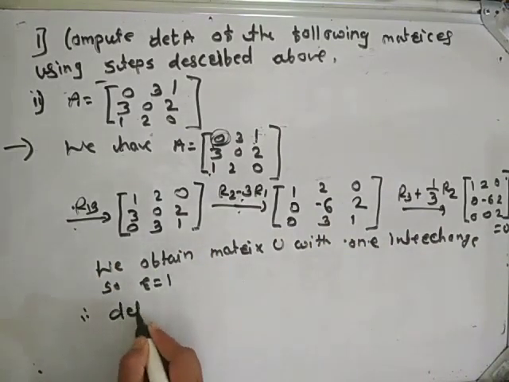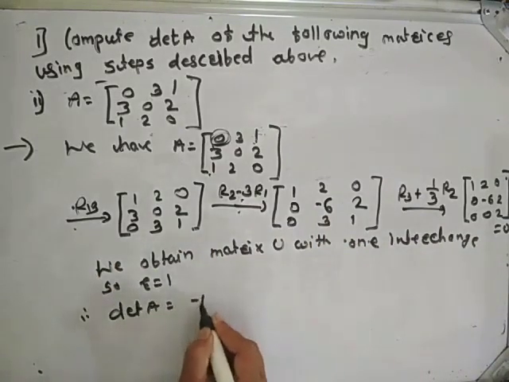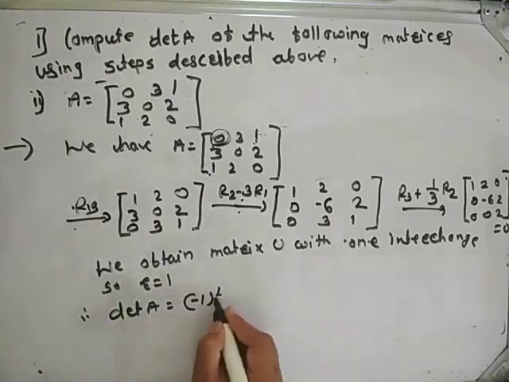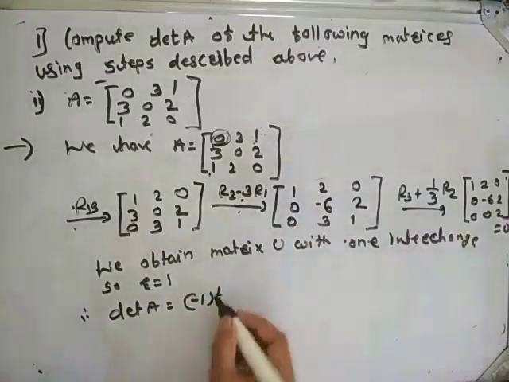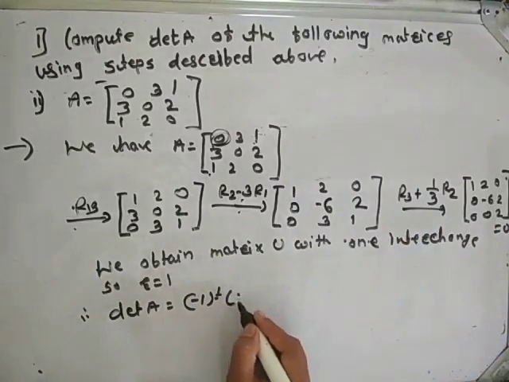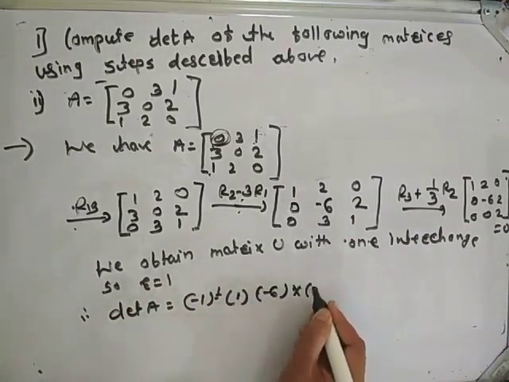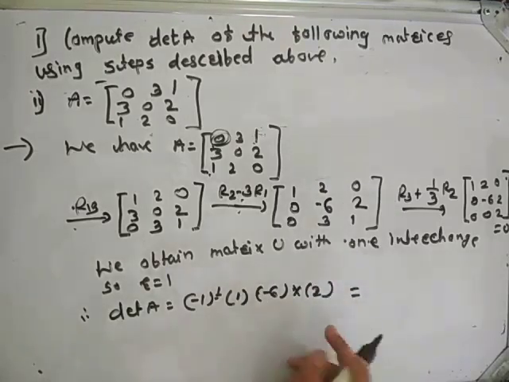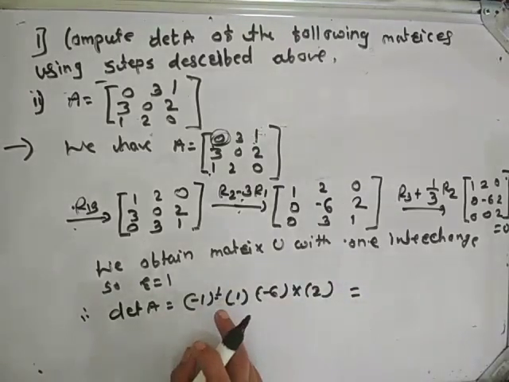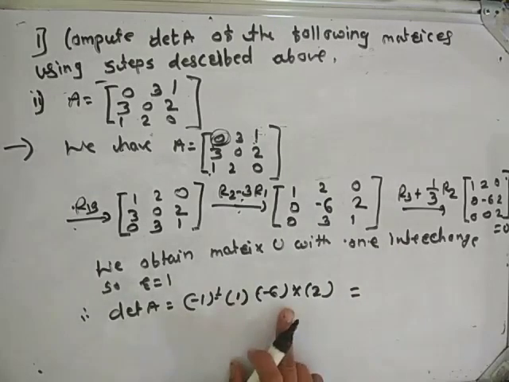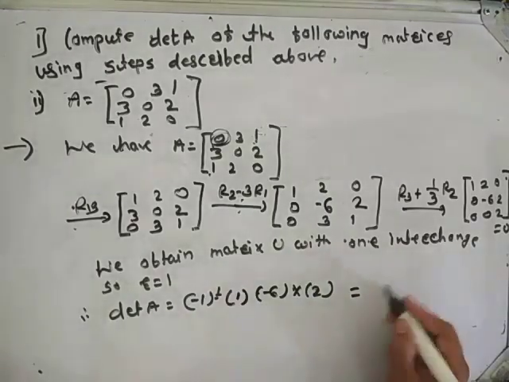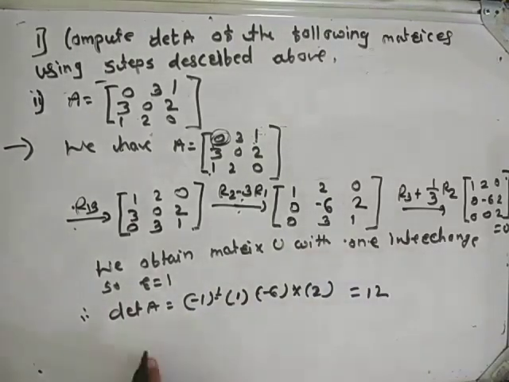Therefore, determinant of A equals minus 1 raised to R, here R is 1, into product of pivot elements 1 into minus 6 into 2. Therefore, minus 1 raised to 1 is minus 1. Minus 1 into minus 6 is plus 6. 6 into 2 is 12. Therefore, determinant of A is 12.